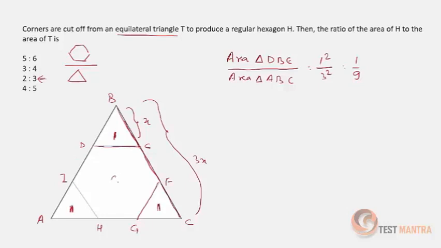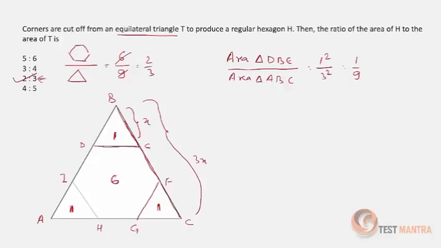That represents nothing but 6 here. So according to this, the hexagon's area, suppose, is 6 and the area of the bigger triangle is 9. So they are in the ratio of 2:3. It should definitely be 2:3.